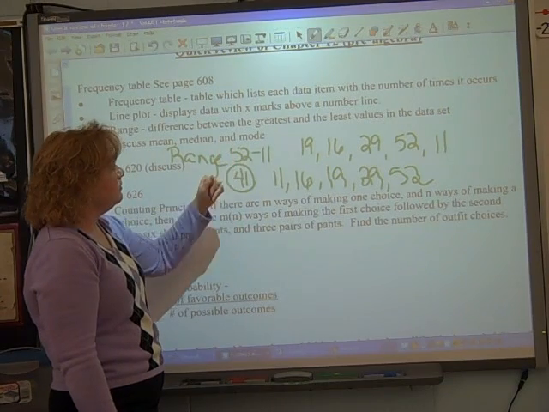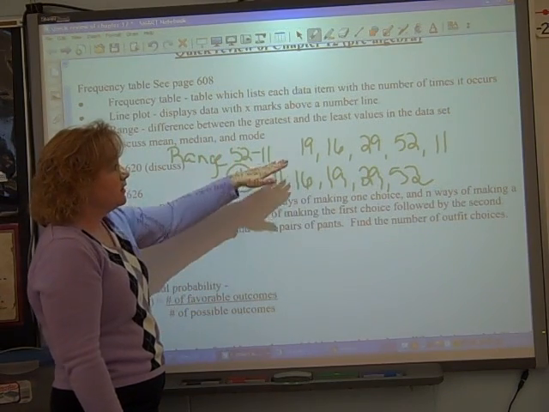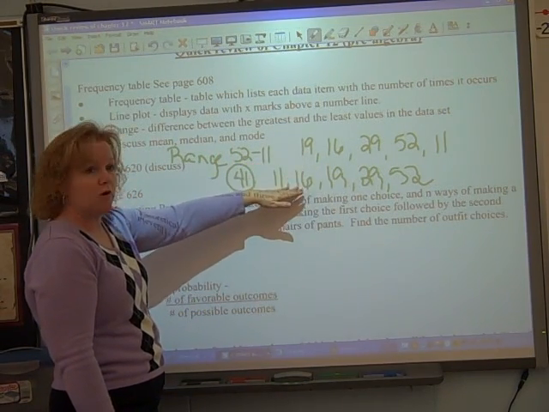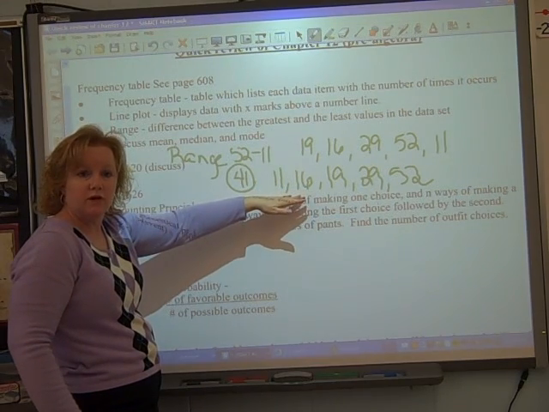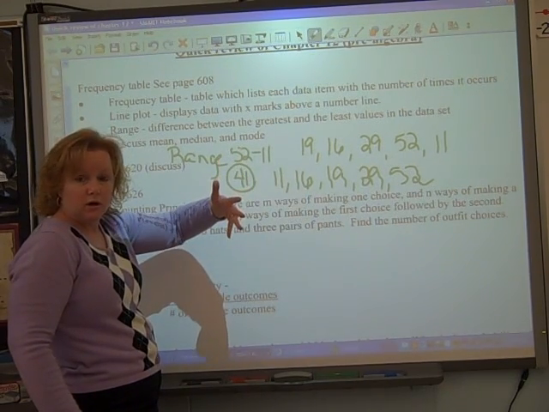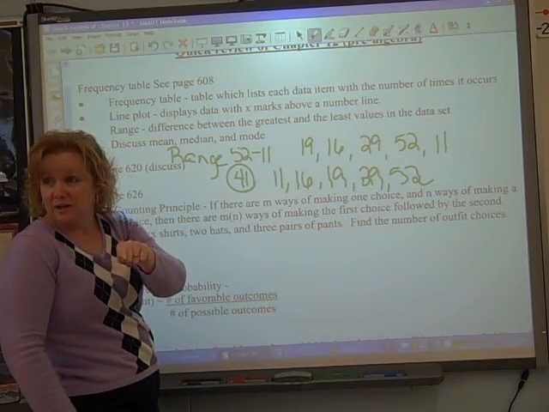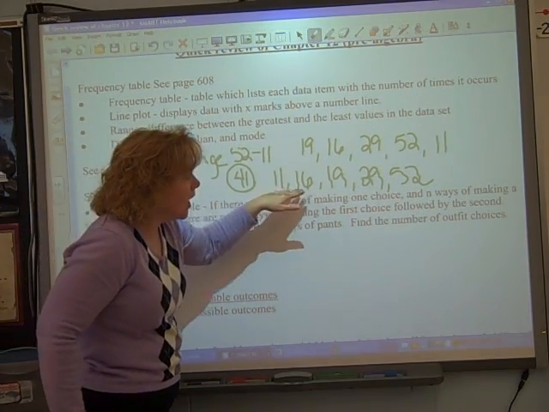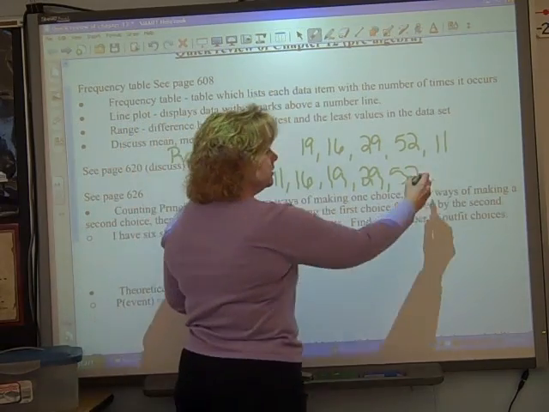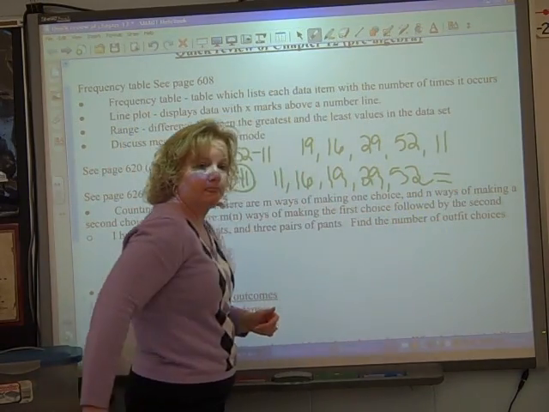Now, if I'm doing mean, median, and mode, to find the mean of these numbers, what do I have to do? So mean is another word for the average. Median is the middle. Okay, so I would add these all together. Did anyone do that yet?